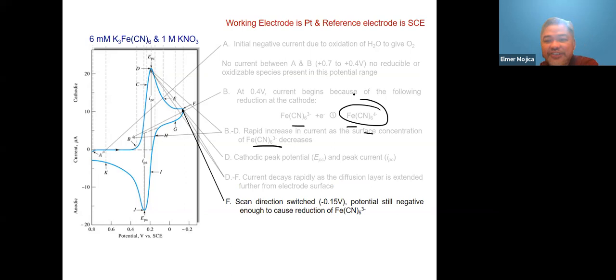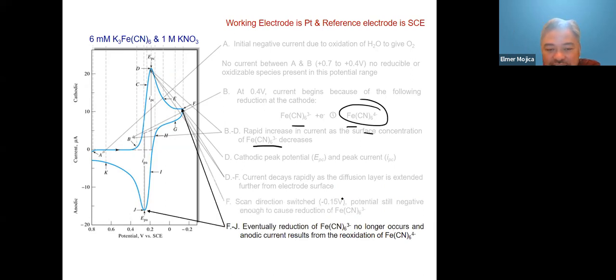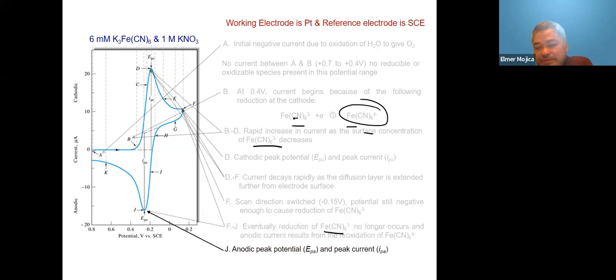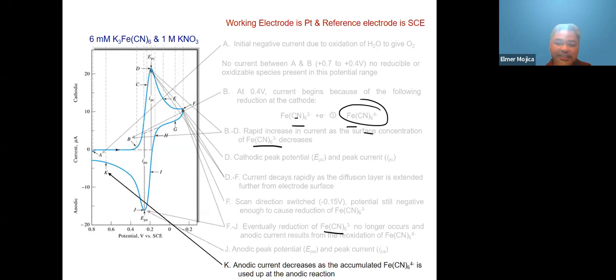Okay? And then the scan direction would switch back. So the potential is still negative enough to cause the reduction of your Fe(CN)6 3-. And what happened, eventually, yung reduction ng ferricyanide no longer occurs, and what happens is the reverse reaction, the reoxidation of this to become like that one. Then you have the anodic peak potential. And then the current would decrease as the accumulated Fe(CN)6 4- is already used up. So this is really useful.